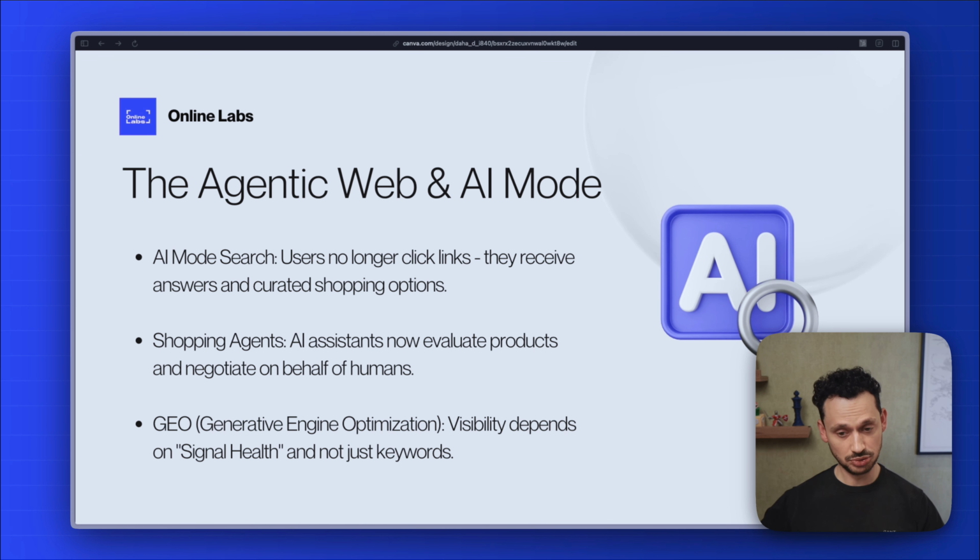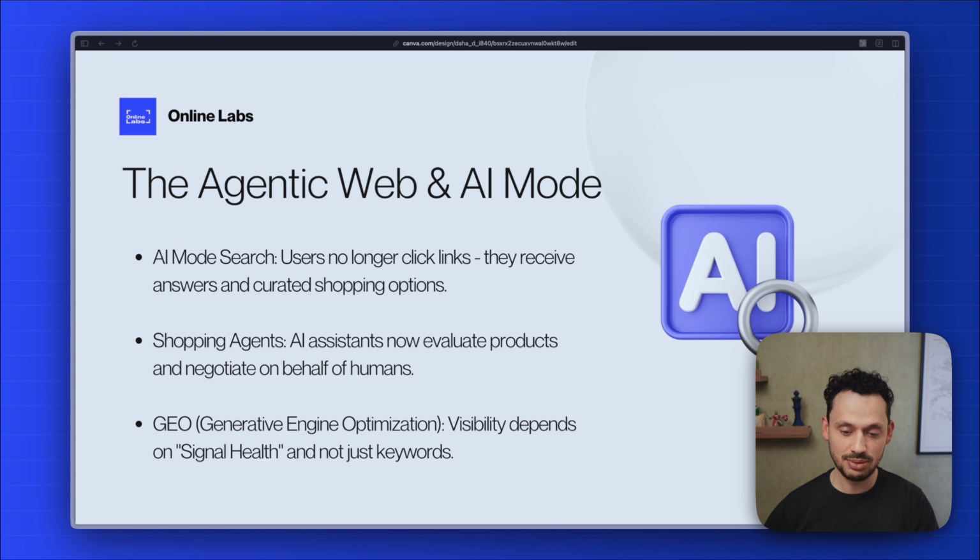Currently, if you go to Google, there is the AI mode search. This means that users no longer click on the search results, they just receive the answers within AI mode, and then it helps them make their decision regarding the product purchase, etc. And then you have shopping agents, which are AI assistants that now evaluate products and negotiate on behalf of humans. They're very cool tools that do that.